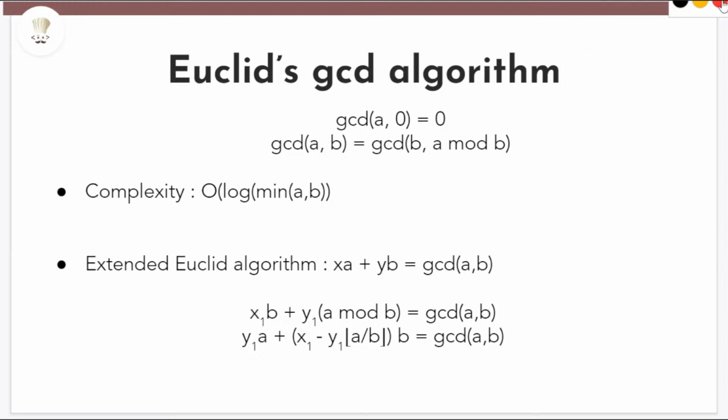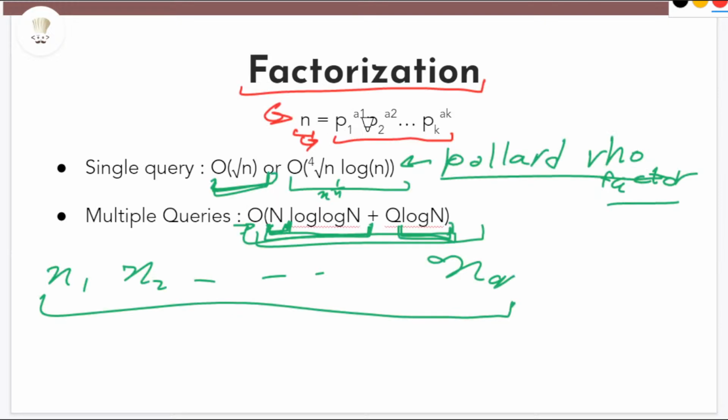So what is Euclid's GCD algorithm? As we have seen before, in factorization, we do not have very efficient algorithms. We have big O of root n algorithms, we have big O of n to the power 4 log n algorithms, but we do not have any log n kind of algorithm that we have in primality tests.